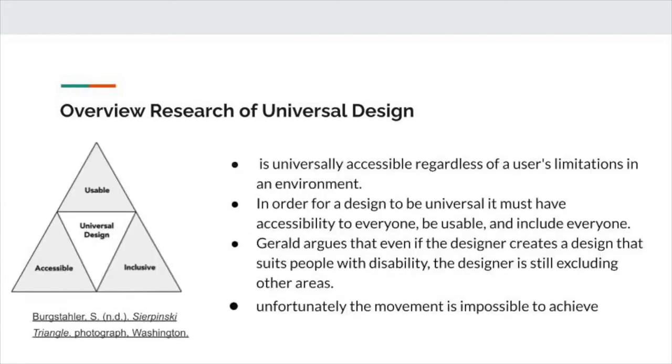Now, universal design is universally accessible regardless of a user's limitations and environment. Burgstaller designed the Sempisky triangle, which raised three points, where each point is usability, accessibility, and inclusivity, which creates universal design. Universal design must fit with everyone's needs, which can be difficult, as Gerald argues that even if the designer creates a design that suits people with disability, the designer is still excluding other areas. Therefore, the movement can be almost impossible to design.